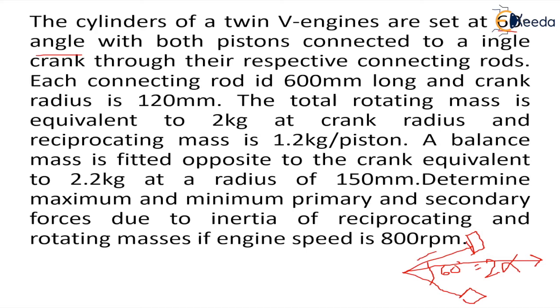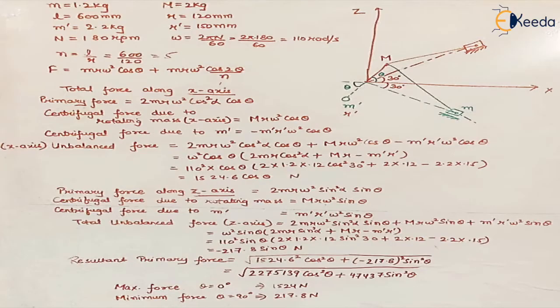So this is 600 mm, and the crank radius, which is r, the common crank for both the systems, is 120 mm. Rotating mass is given, which is 2 kg, and the reciprocating mass is 1.2 kg per piston, right? Because there are two pistons, for each piston the reciprocating mass is 1.2 kg, and a balance mass is fitted opposite to the crank, which is 2.2 kg at a radius of 150 mm. So we have to find the maximum and minimum primary and secondary forces if the engine is running at 800 rpm. So this is the system that we have.